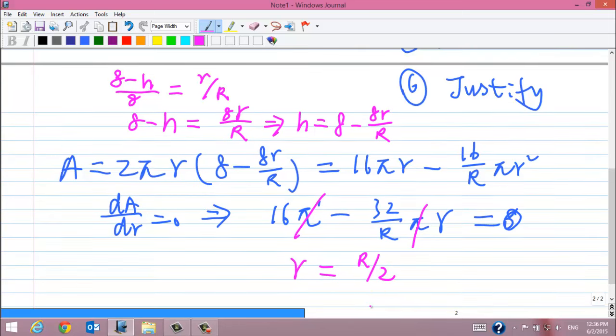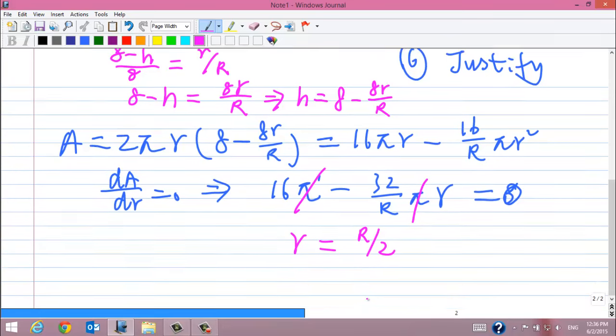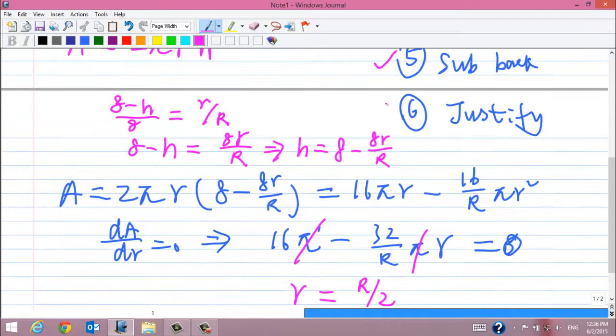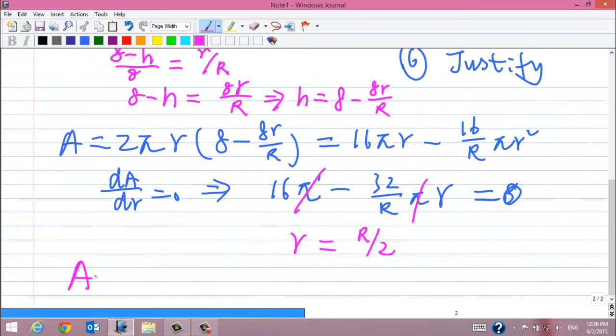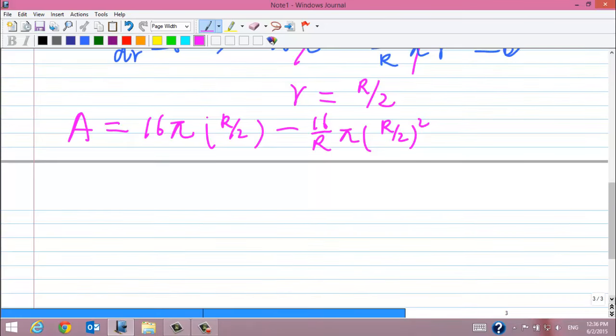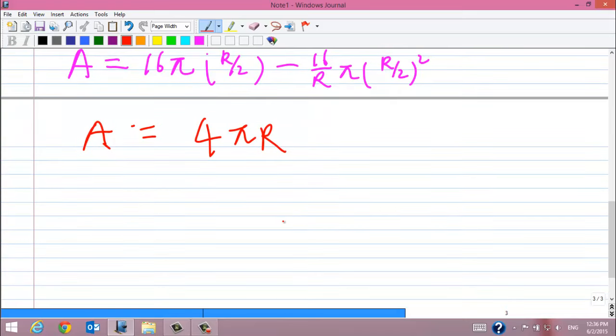Okay, then you sub back. Now you need to do the number. Yeah, number 4 is done already. Number 5, sub back. So you sub back into the A, which is 16 pi R, r is R over 2, minus 16 over R pi, R over 2 squared. Okay, then you get the answer. You get A equal to 4 pi R squared.